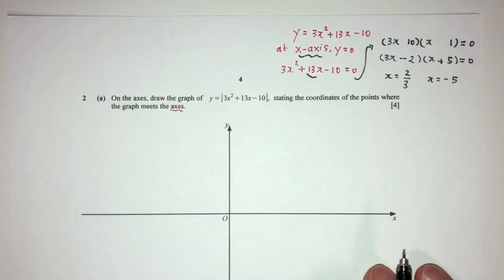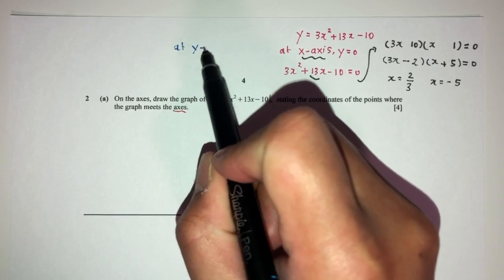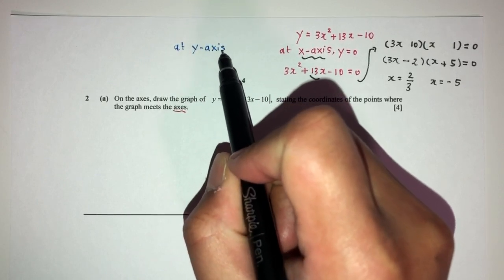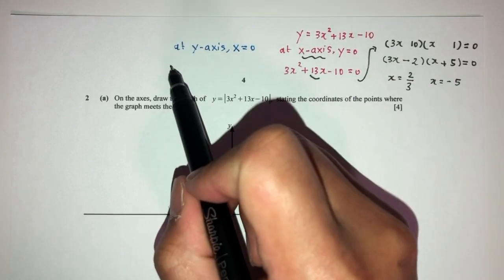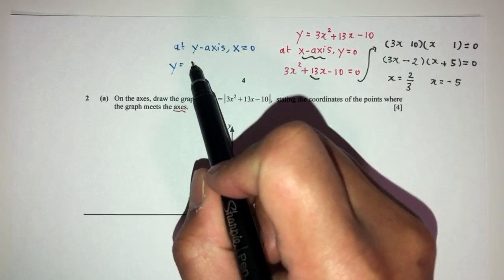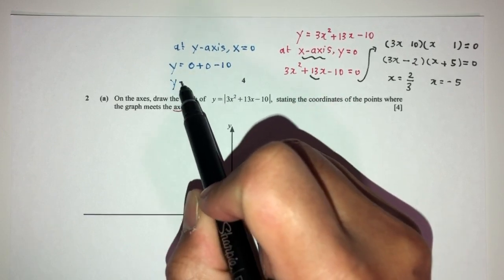Now similarly, obviously, I want to know the y-axis intercept, when x is equal to 0. Replace back in your equation. Y will become 0 plus 0 minus 10. So y will be the value of minus 10.